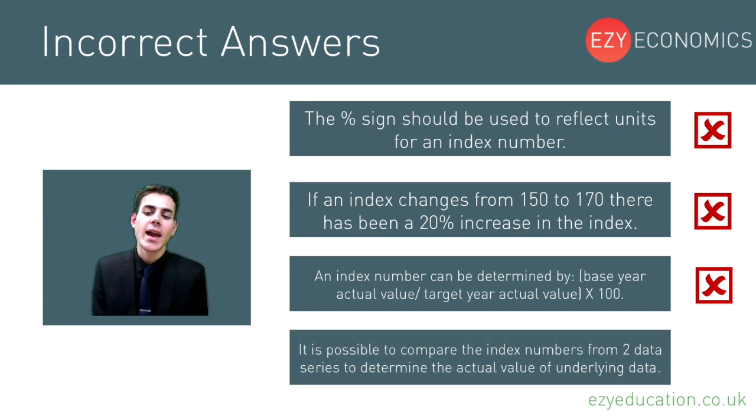And finally, it is possible to compare the index numbers from two data series to determine the actual value of underlying data. Well, this is incorrect because this is not an actual possibility when you're using index numbers. The whole point of using index numbers is that you can compare the proportionate change of that particular data series from one year to another specific year.